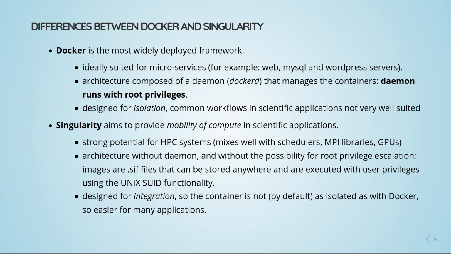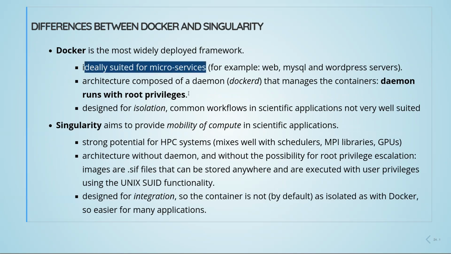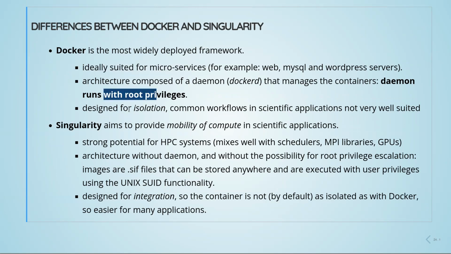And the really last one, the difference between Docker and Singularity. The main one is that Docker is mainly suited for microservices like a web server, MySQL, whatever. You need to have a daemon running and you need root privileges, and it's basically designed for isolation. Singularity, on the other hand, is mainly focused on mobility of compute in scientific applications. It's very good for running on HPC systems, so it mixes nicely with the schedulers, MPI libraries, etc. And you don't need a daemon, or root privileges. Okay, so that was my last slide.